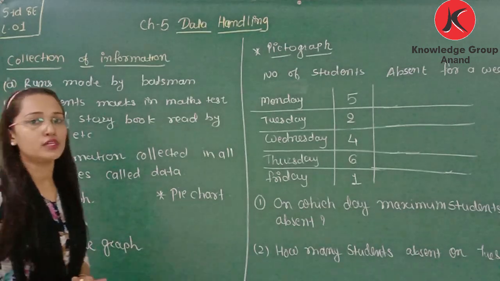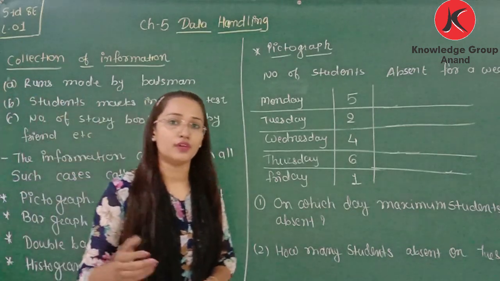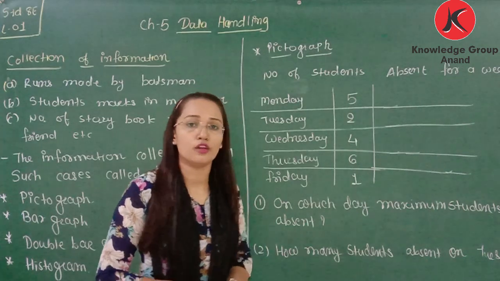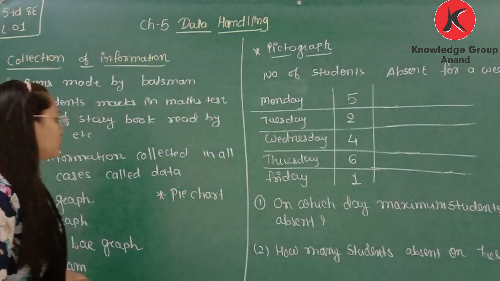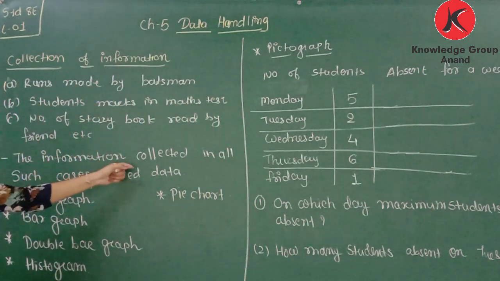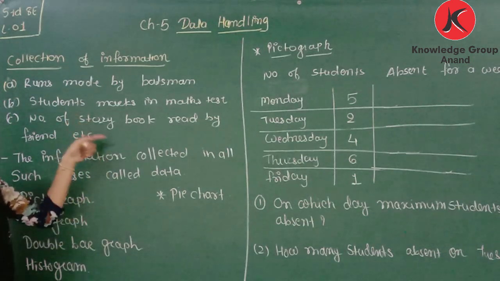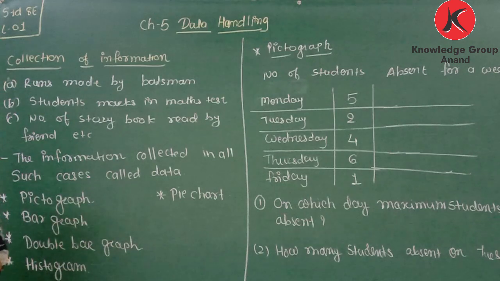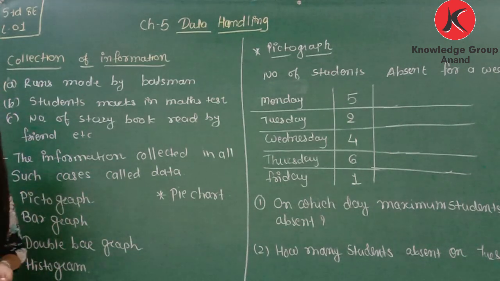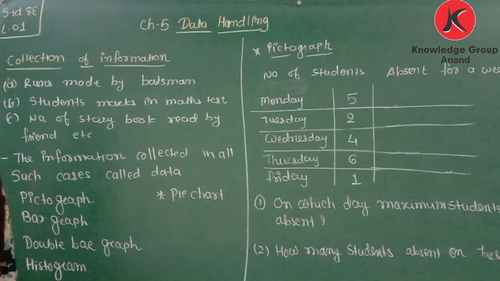So in every field there is data, and we need to handle the data in different ways. The information collected in all such cases is called data. These are three examples, but we can also gather information in different areas. Whatever information we collect forms the data.